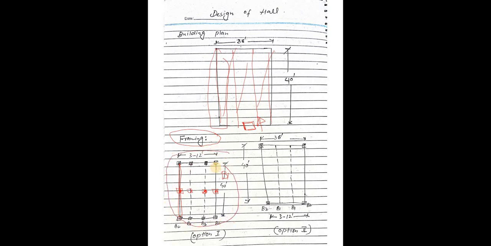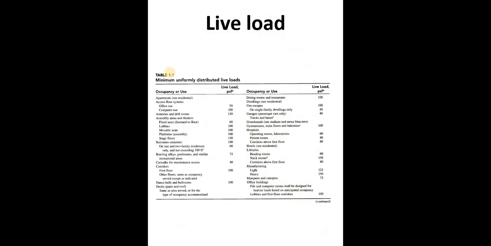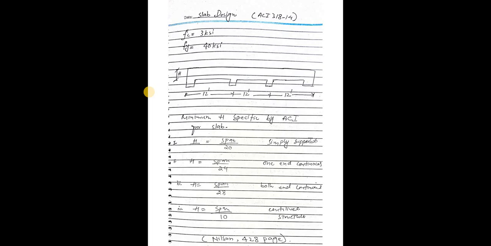The first step of designing the hall is the design of the slab. We are given that the compressive strength of the concrete is taken as 3000 psi and the yield strength of the steel is taken as 40,000 psi.